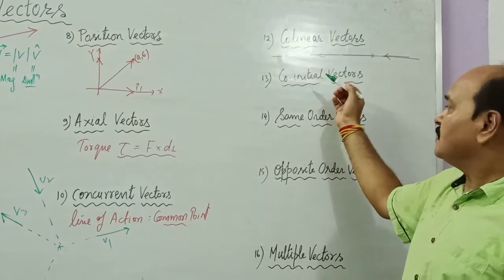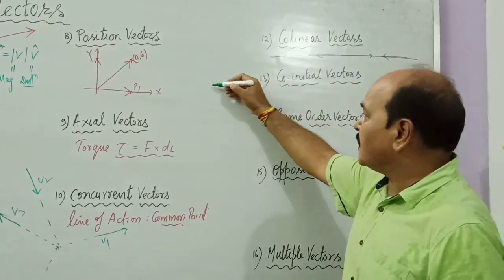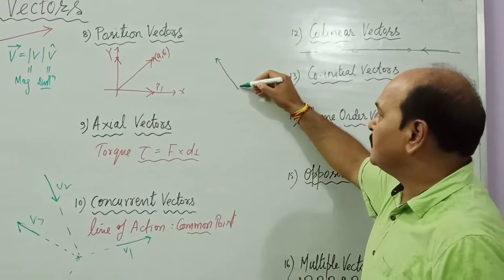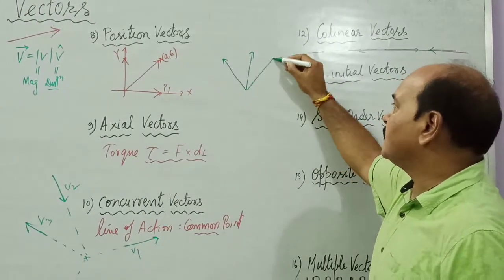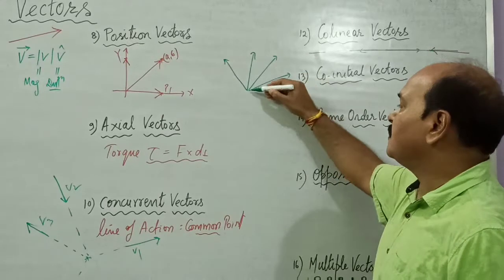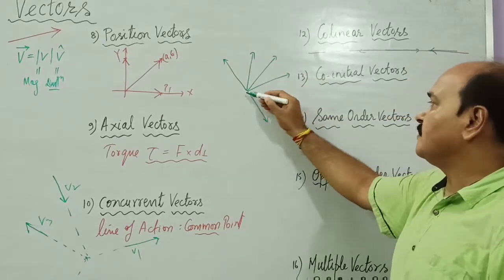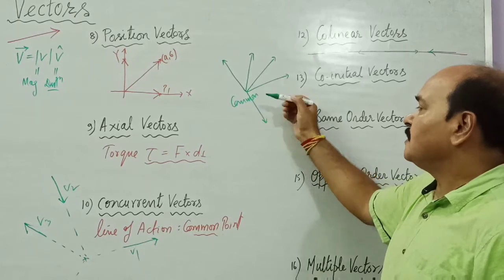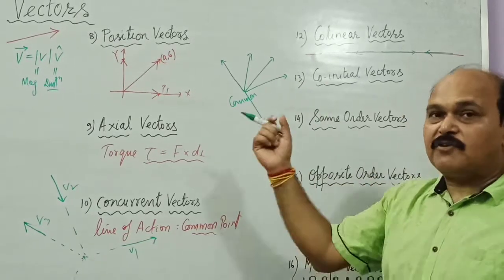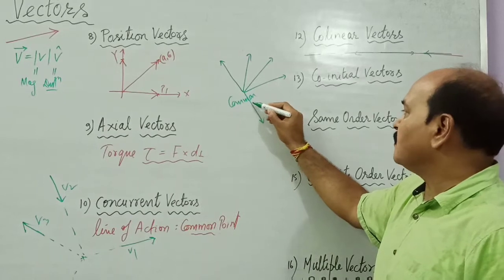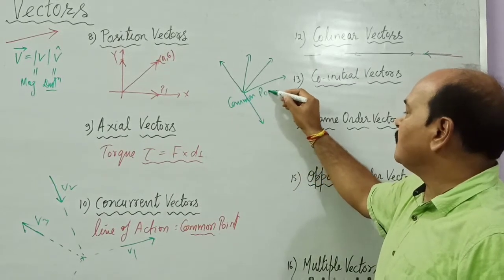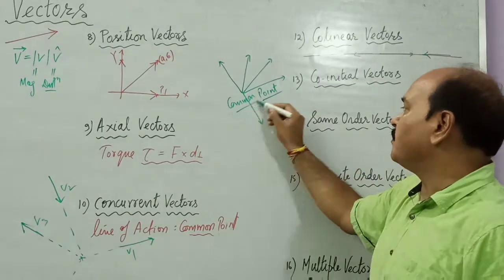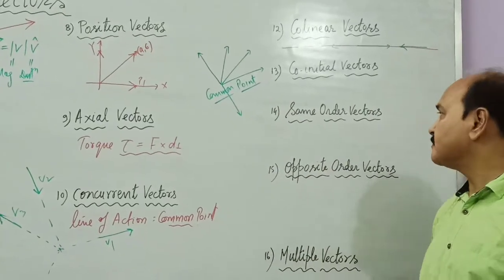Co-initial vectors. These are those vectors whose starting points, initial points, are same. These are co-initial vectors, the vectors starting from the same point. All these are co-initial vectors starting from this common point. So if all vectors originate from a common point, we call them co-initial vectors, starting from the common point, not merging.